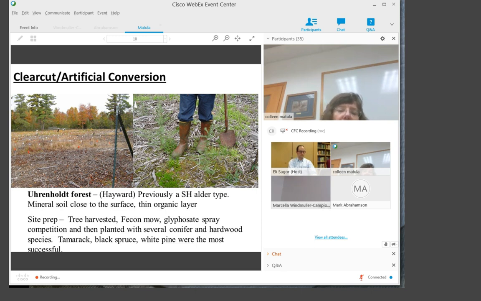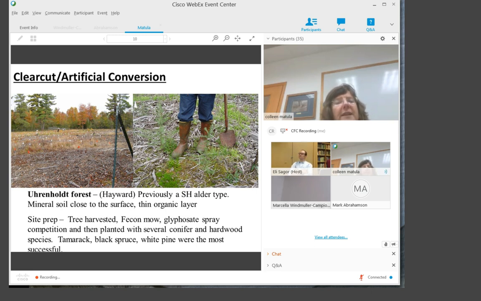And the species that we've planted, the most successful species were tamarack, black spruce, and white pine. And I have to mention that we also put up fencing, deer fencing, to protect the whole area, so deer wouldn't browse, especially on white pine. But those three species were the most successful of non-ash species at the site.